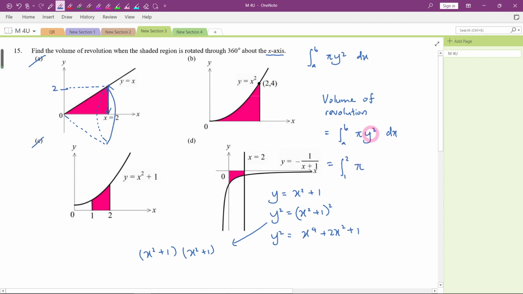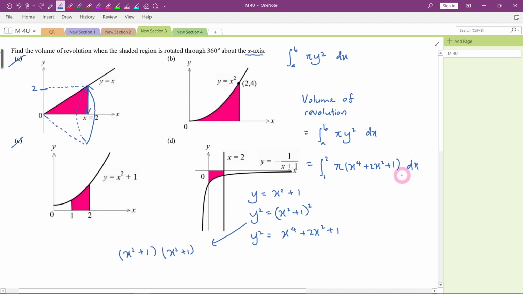Copy the pi. Y squared is equal to this one. Don't have to square it anymore. Okay, be careful. This is y squared, not y. So we just copy this whole thing inside. Don't square it because this is already y squared. Pi is a constant, you can bring the pi up. Okay, now only we start to do the integration.